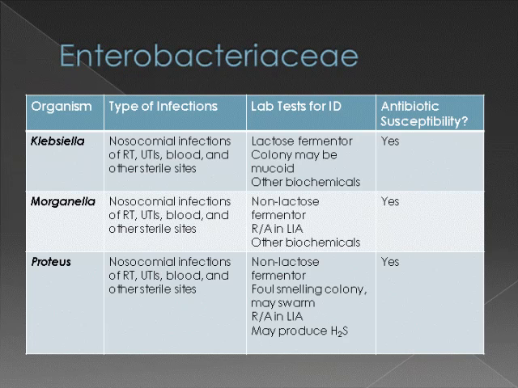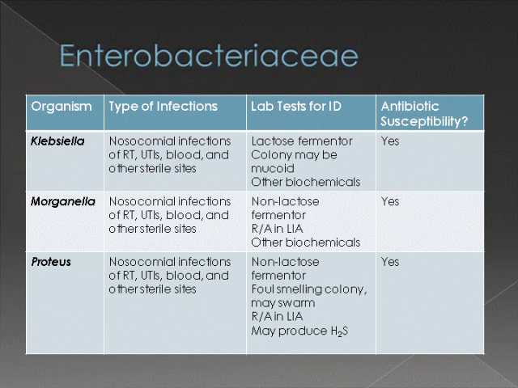Okay, we have Klebsiella. This one causes nosocomial infections again of the respiratory tract, UTIs, blood, and other sterile sites. Klebsiella is a lactose fermenter. Colony may be mucoid, and biochemical testing would be needed to identify Klebsiella. And again, antibiotic susceptibility would be needed as well.